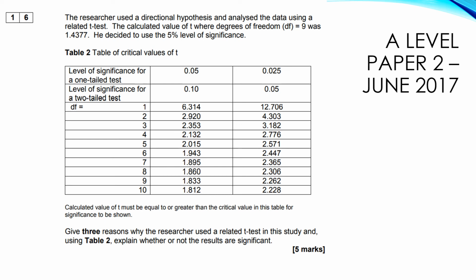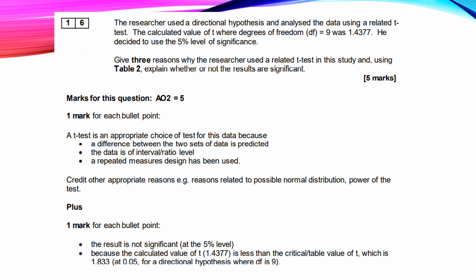Now, if we just check that rule again, it says the calculated value of t must be equal to or greater than the critical value in this table. Well, our calculated value is 1.4377, which is not equal to or greater than 1.833, which means we have not got statistical significance. So are the results significant or not? The answer is no, and you would explain why when you compare the calculated to the critical value. So here's the mark scheme for you to have a skim over.